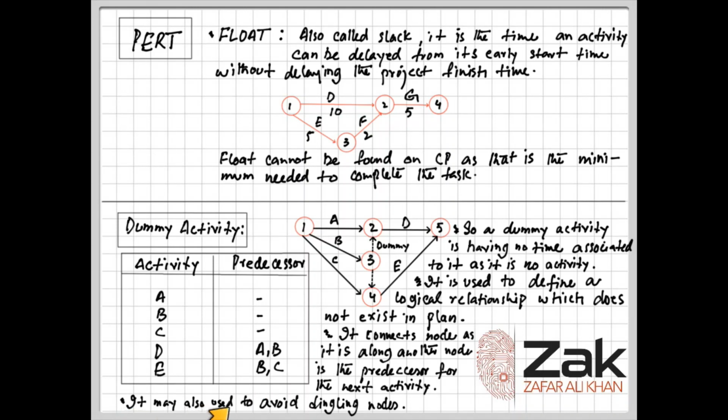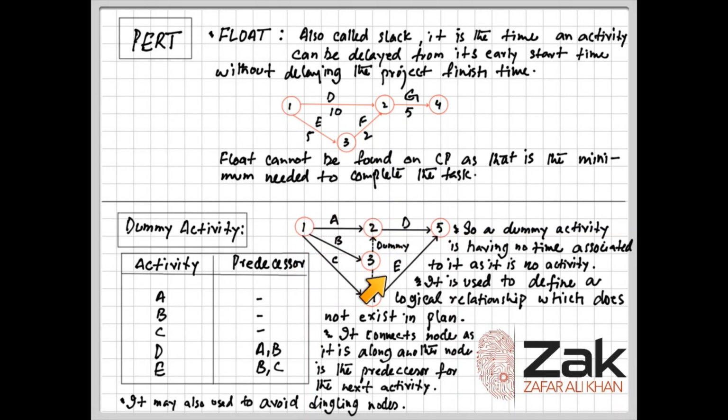Now, it may also be used to avoid dangling nodes. What does it mean, dangling nodes? If there is a node which is there before the finish of a PERT chart, and it is not further going anywhere. For example, if we don't put this dummy over here or this dummy over here, this 3 would become a dangling node. So dangling nodes are not allowed. It means nodes which are not ending at the end of the PERT chart, rather they are ending somewhere in the middle without being connected to any other node.